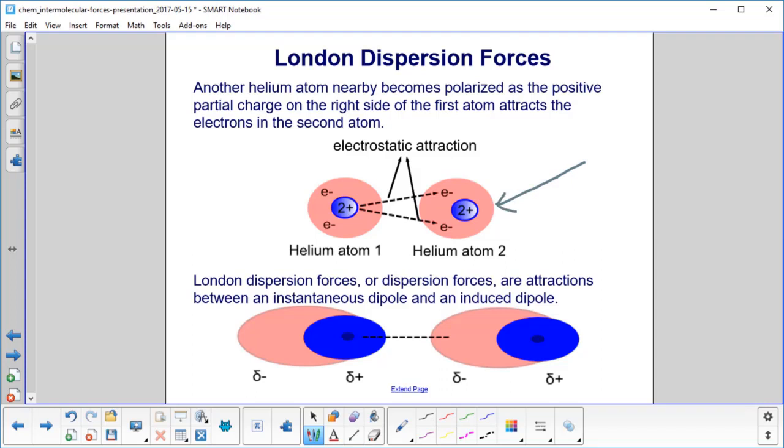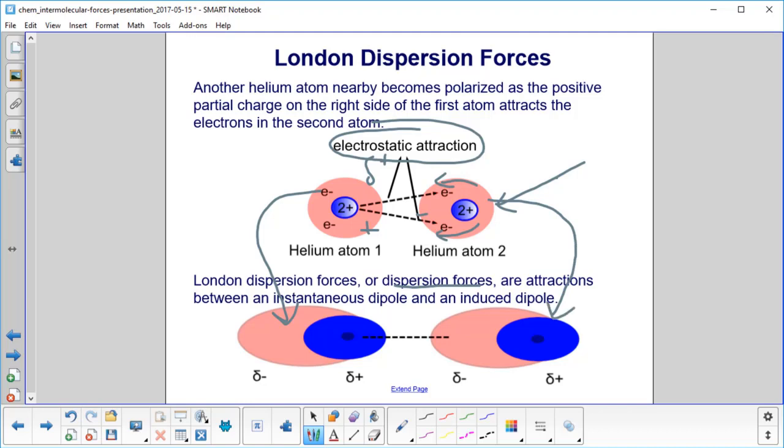What happens is that it gets polarized by the first helium atom because the first helium atom has a slight positive charge, a partial charge on this side, so it will attract the electrons from this helium atom to this side. So now we have a net positive here, a net negative here, and we get an electrostatic attraction. The London dispersion forces, or just called dispersion forces, are attractions between an instantaneous dipole, that's this guy right here. The first helium atom is the instantaneous dipole, and the induced dipole is the second helium atom, where its polarity was induced by the first helium atom.